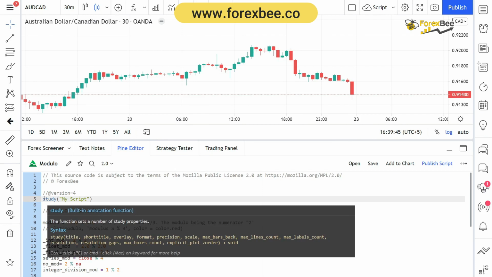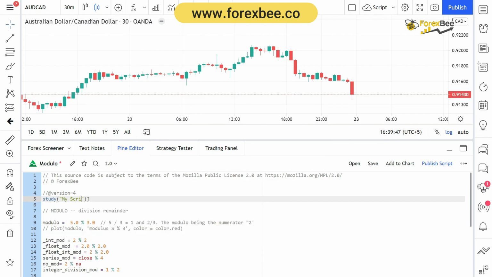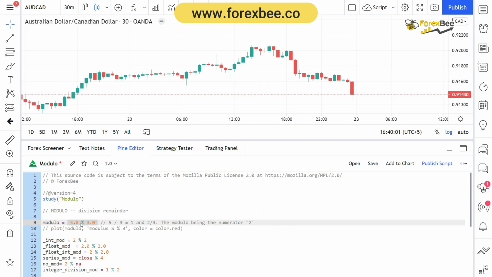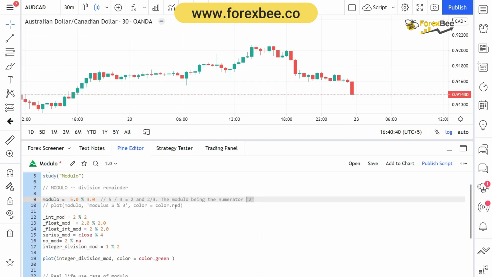So here you can see that we have this study. We can rename this to Modulo. What the modulo operator does, whenever we use it between two numbers, is give us the remainder that remains after dividing the numerator by the denominator. So if we divide 5 by 3, the remainder would be 2. In this scenario our modulo is 2.